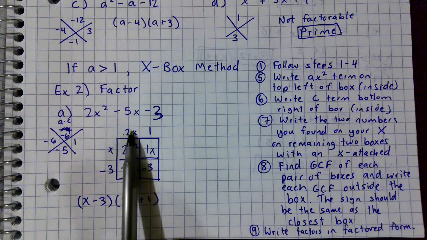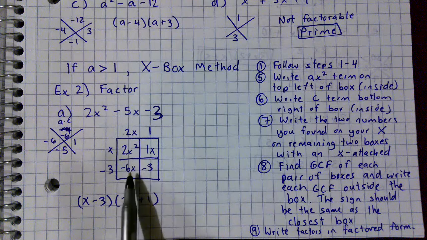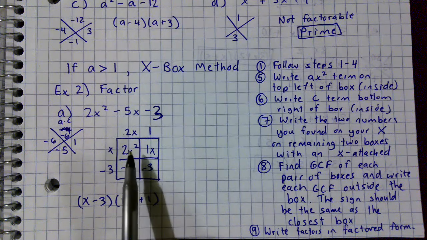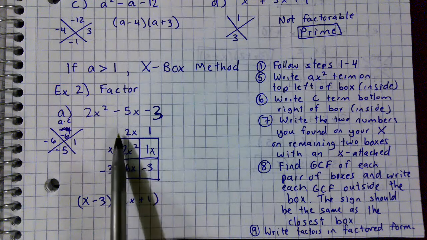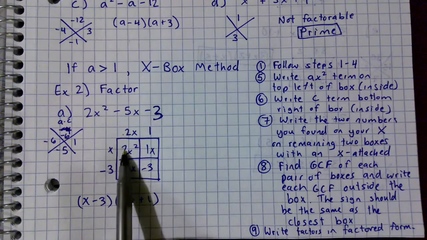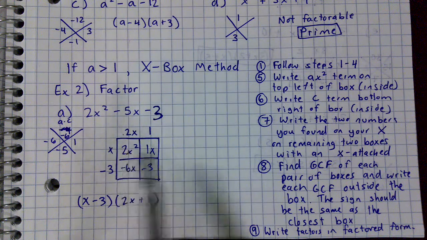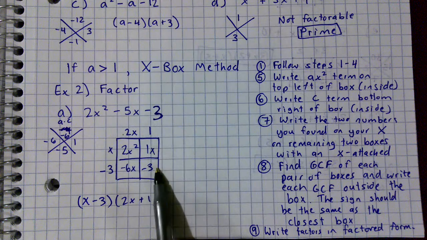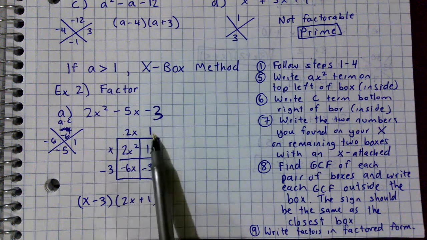Okay. Now this top number, you do the top and bottom boxes. So 2x squared and negative 6x. 2 goes into both of them, and x goes into both of them. So you're going to take out a 2x, and you're going to take out a positive 2x because this 2x is positive. The negative is too far away. You always do the sign of the one that is closest to it. And then finally, 1x and negative 3, they don't really have anything in common except 1, so we put 1. And then our final answer is going to be x minus 3 times 2x plus 1.